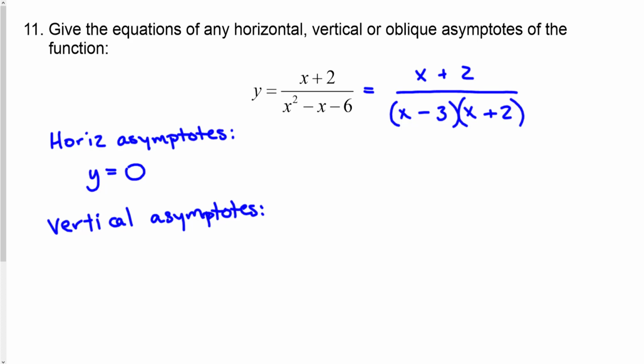Now, it's tempting to write x equals 3 and x equals negative 2 as vertical asymptotes. But if you'll notice, these two cancel away because they're the same term, which means that's a hole in the graph. So the only vertical asymptote is actually at x equals positive 3. And oblique asymptotes.